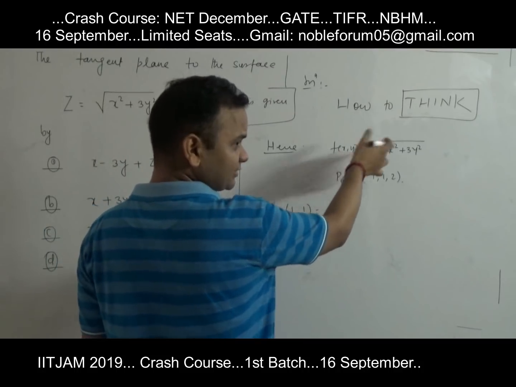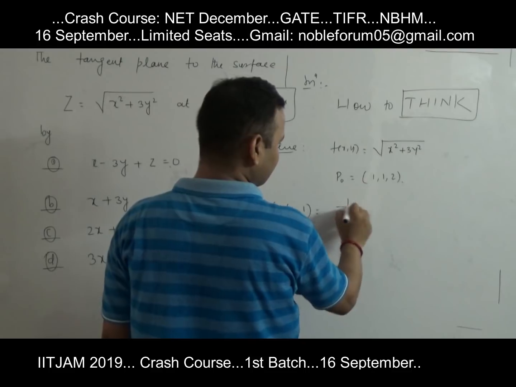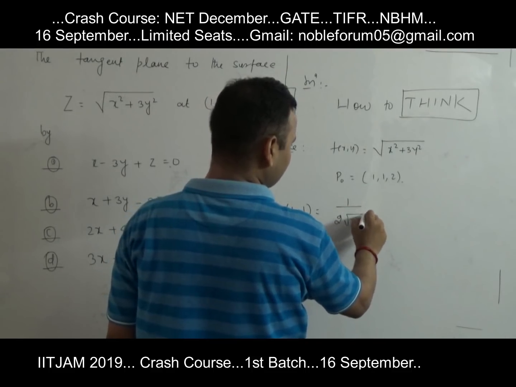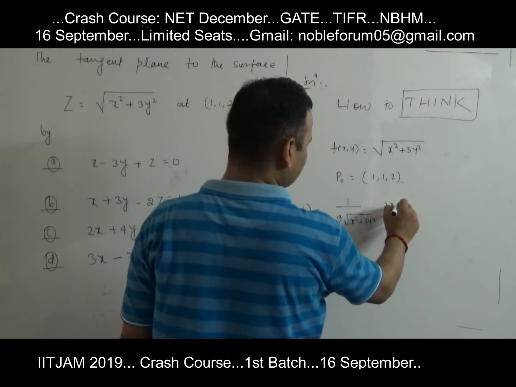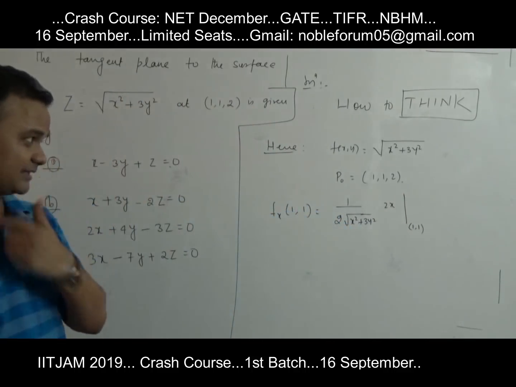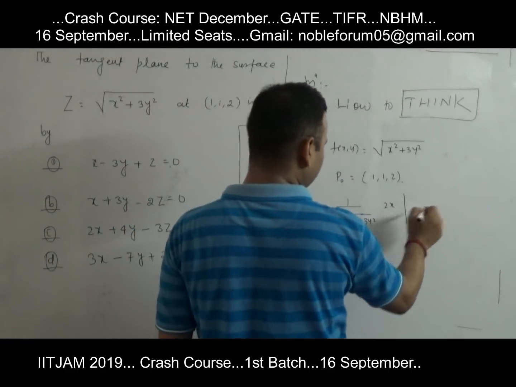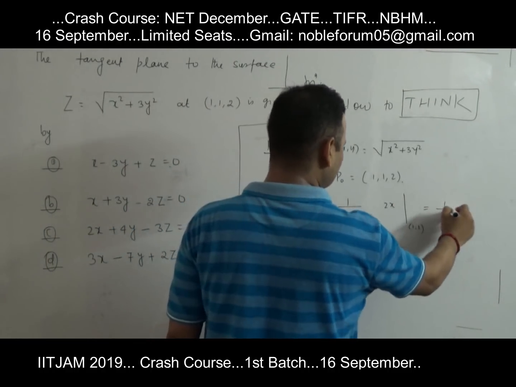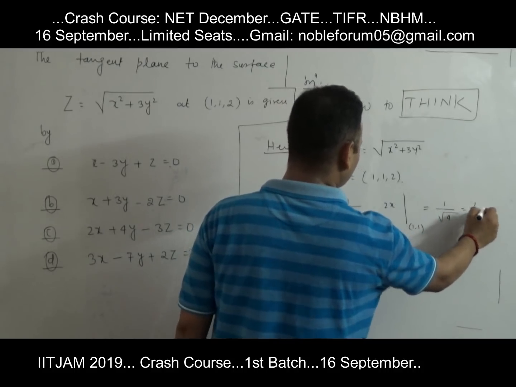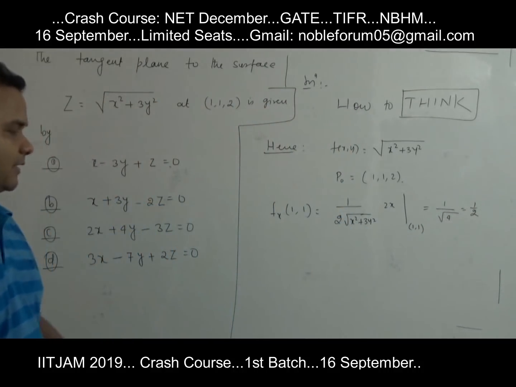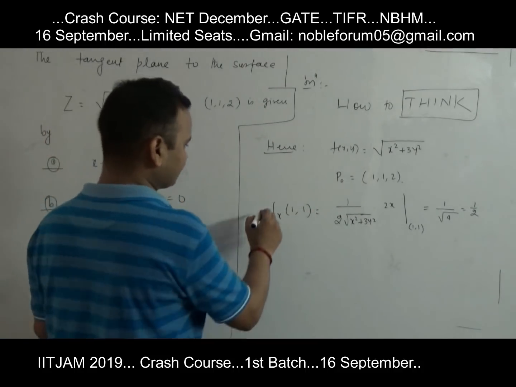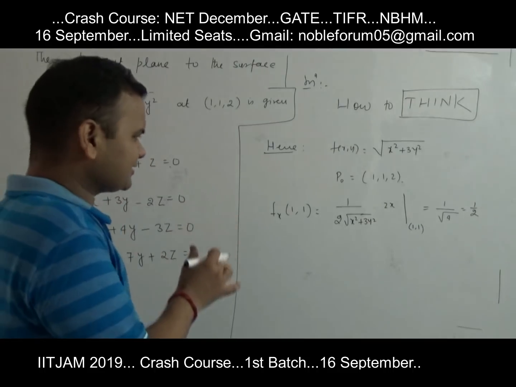So if you differentiate this with respect to x, this is nothing but 1 over 2 root over x square plus 3y square, and the derivative of x square is 2x, at the point (1, 1), right? Put that value, what you are getting, 2 gets cancelled, so 1 over root of 1 plus 4, that's nothing but 1 upon 2. Okay? So this is the partial derivative of f at this point.